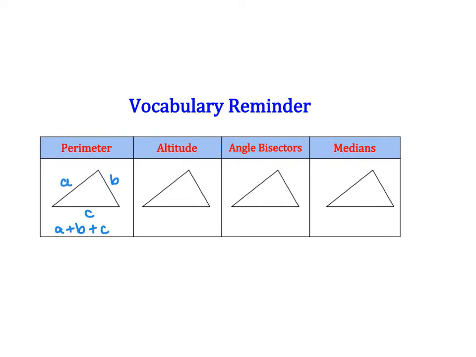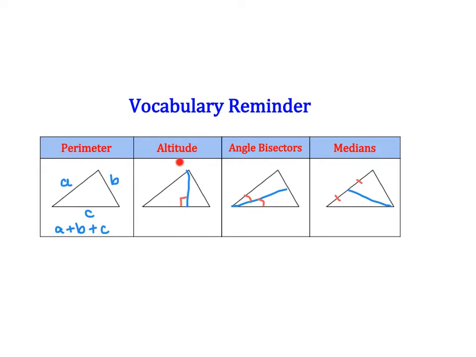The next one is altitude. Remember, an altitude is when you start at the vertex of a triangle and you create a 90-degree angle with the opposite side. So it's perpendicular to the opposite side. That's what an altitude is. An angle bisector is a line segment that literally cuts an angle in half. It bisects it, so it creates two congruent angles. And a median starts at a vertex, and it goes across and cuts the other side in half. It bisects the opposite side.